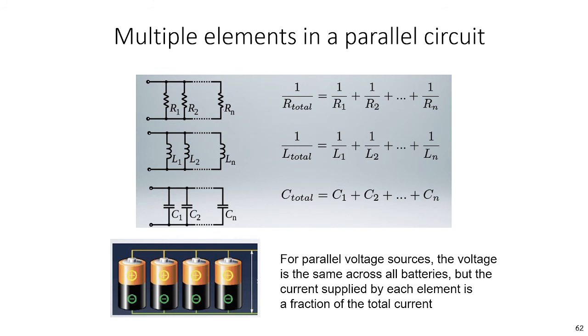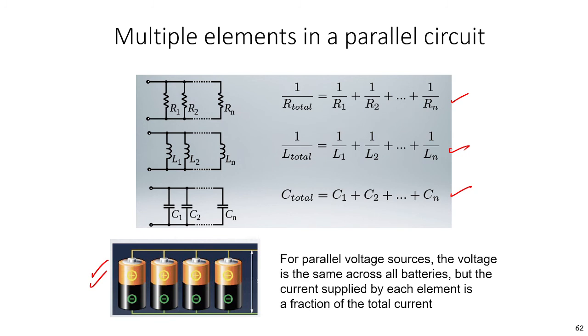Okay, so if we have resistances connected in parallel, we add them with this formula. If we have inductances in parallel, we also compute the total inductance by this formula, and for capacitance we just add them together, right? And what about the source? If we connect the sources in parallel, what happens? The voltage across the source will be the same as one single source, right?